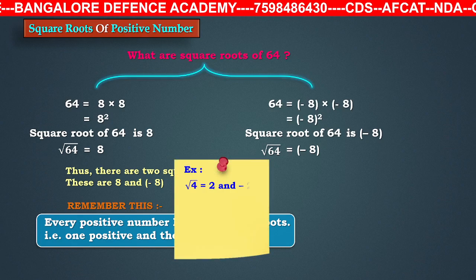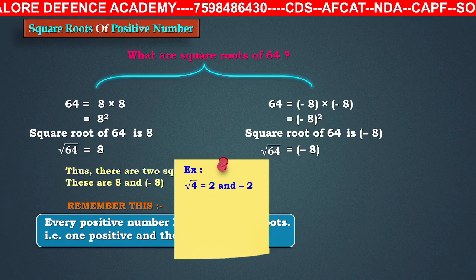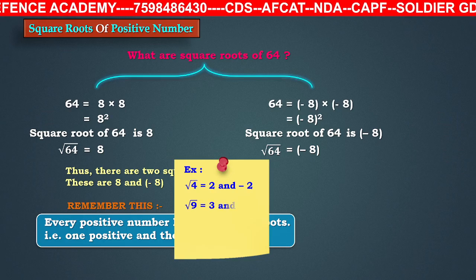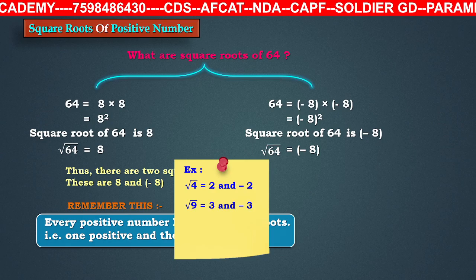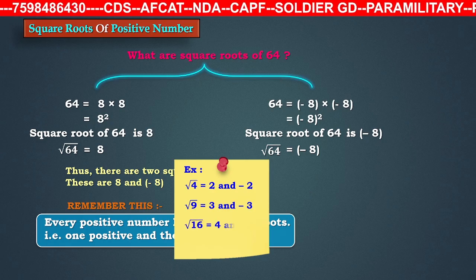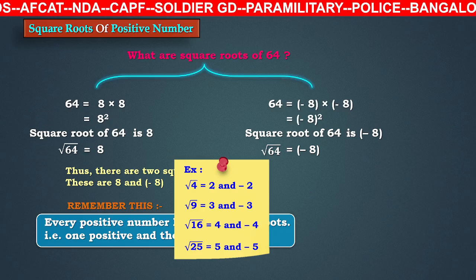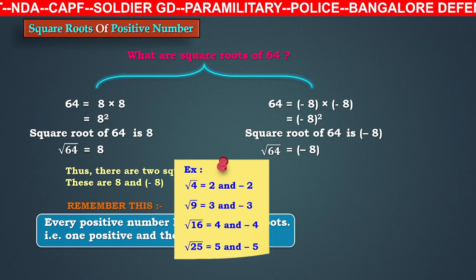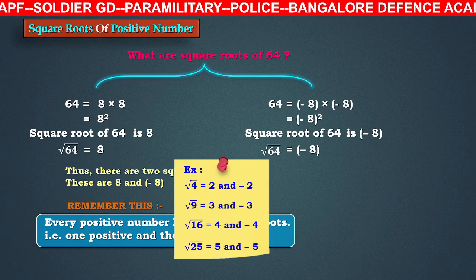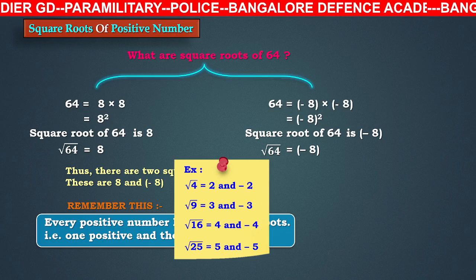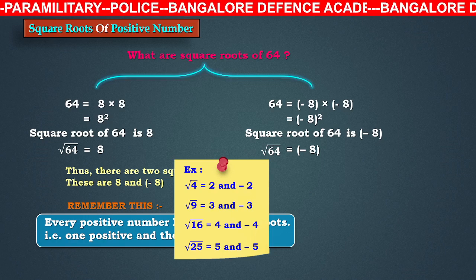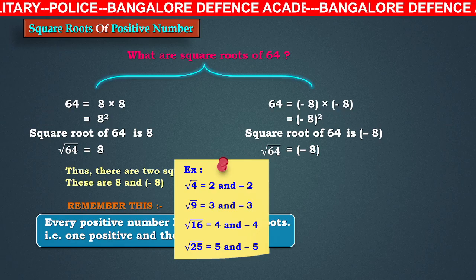So for example, let me see square root of 4, that is plus 2 and minus 2. Square root of 9 will be 3 and minus 3. Square root of 16 will be 4 and minus 4. In the same way, square root of 25 will be 5 and minus 5. This you have to keep in mind. Never do the mistake of neglecting this minus square roots. Okay, minus 2, 3, 4 like that.